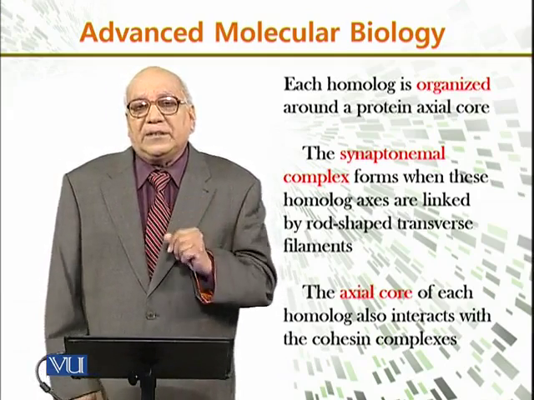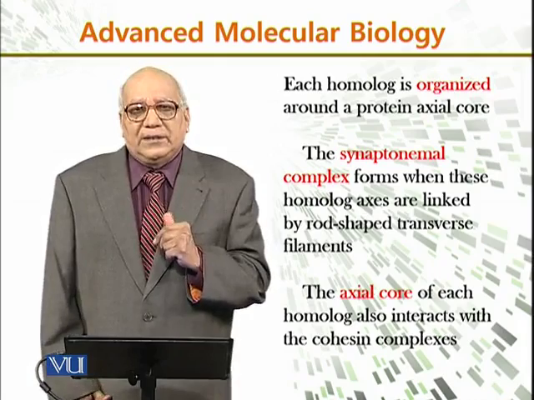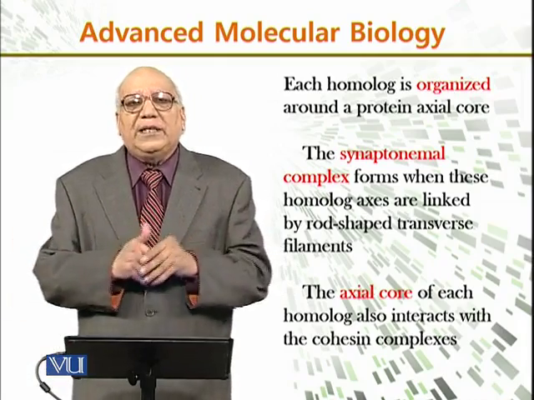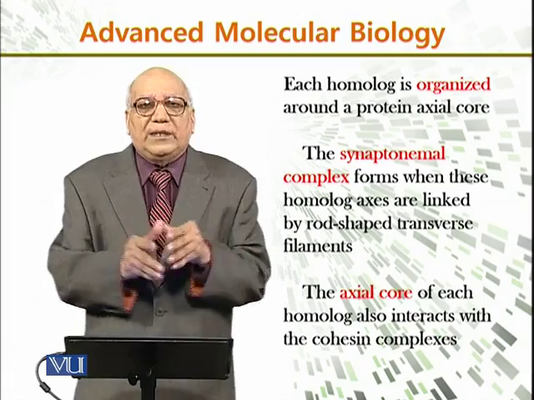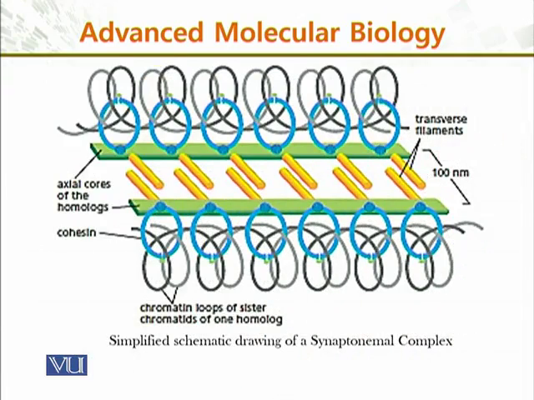Now you see there are also other complexes which are cohesin complexes. What is cohesion? Cohesion means the ability to stick together, so they keep them joined together. Just as in this cartoon, if you see the axial cores and the cohesin proteins which are like springs, and that is the 100 nanometer distance between these two chromosomes, which has been shown in this simplified schematic drawing of the synaptonemal complex.